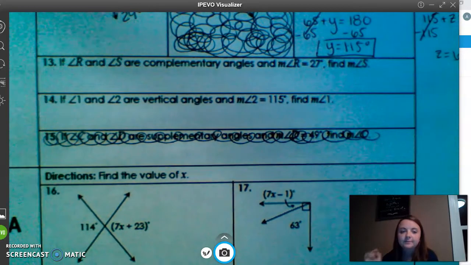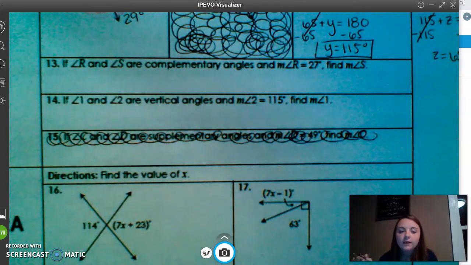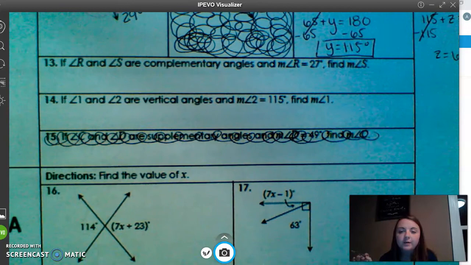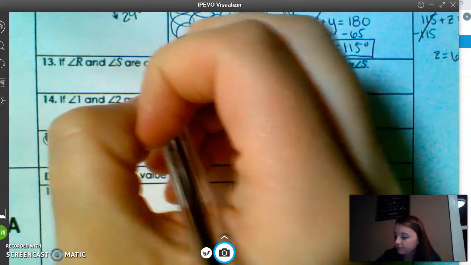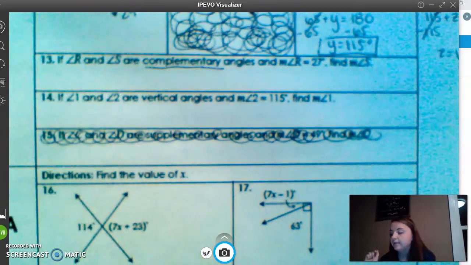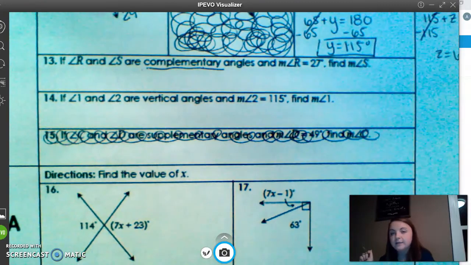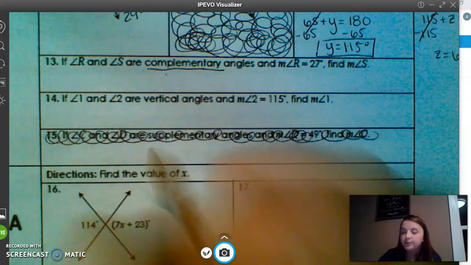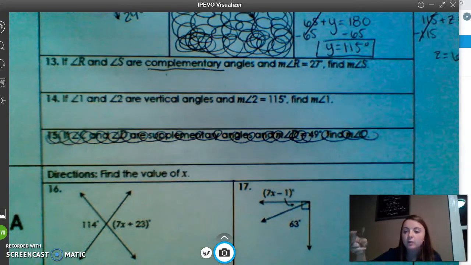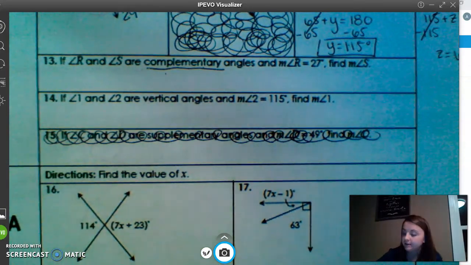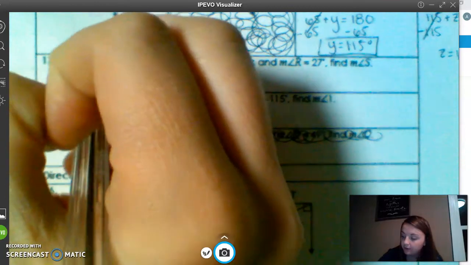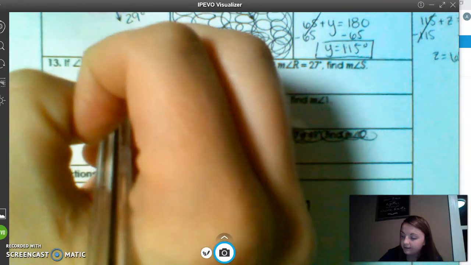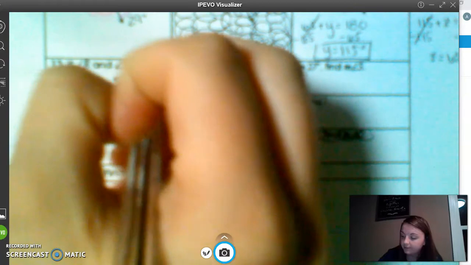So number 13. If angle R and angle S are complementary angles, and the measure of angle R is 27, find the measure of angle S. So they're complementary. That means if we put them together, they equal what? 90. So R plus S equals 90.